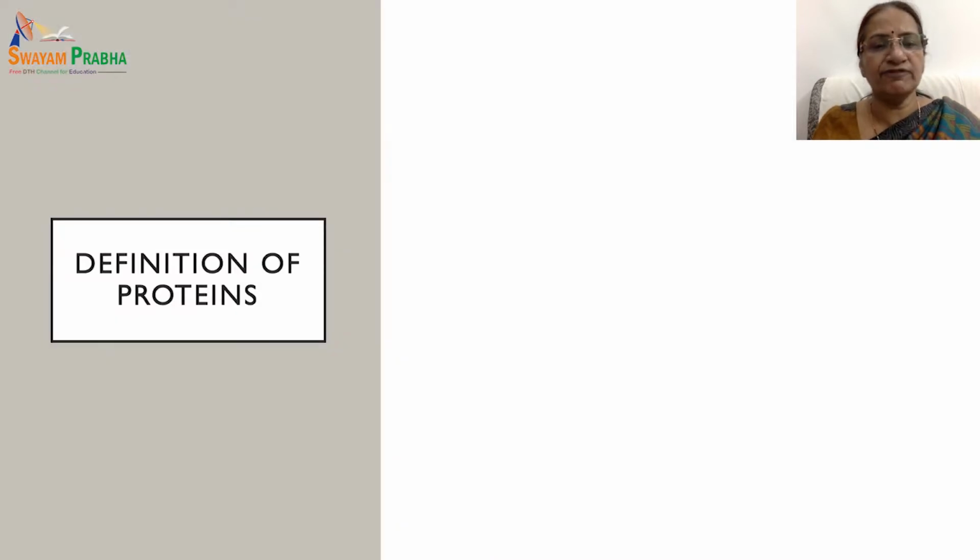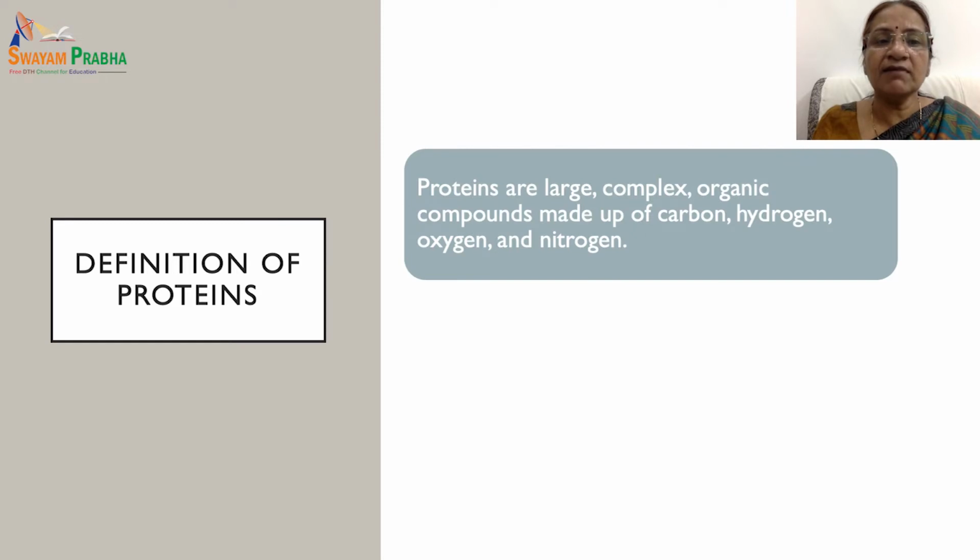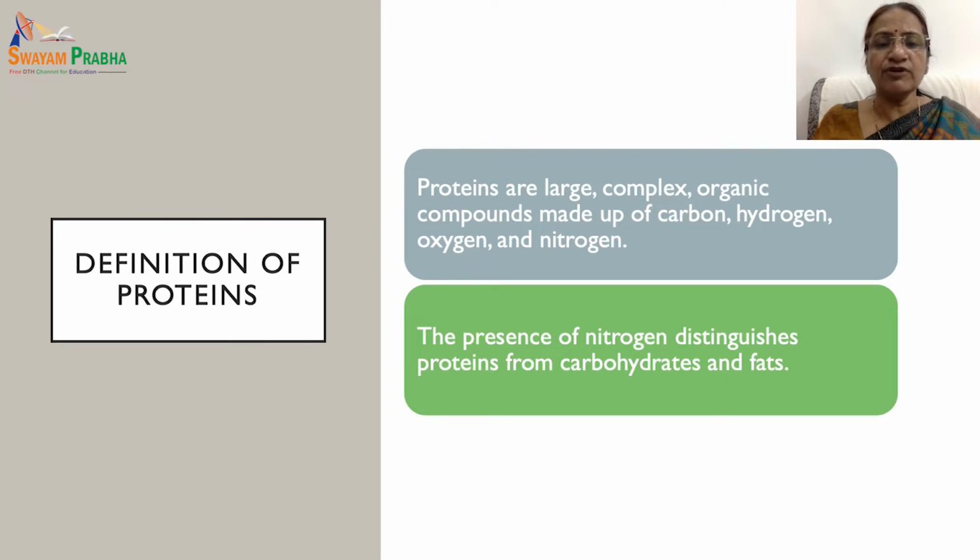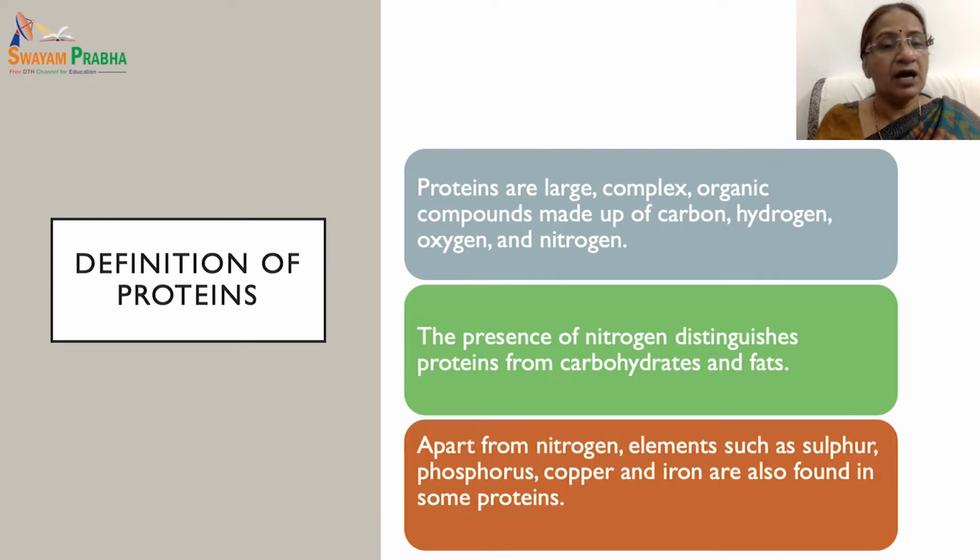Now, definition of proteins. Proteins are large, complex organic compounds made up of carbon, hydrogen, oxygen, and nitrogen. The presence of nitrogen distinguishes protein from carbohydrates and fats. Apart from nitrogen, elements such as sulfur, phosphorus, copper, and iron are also found in some proteins.